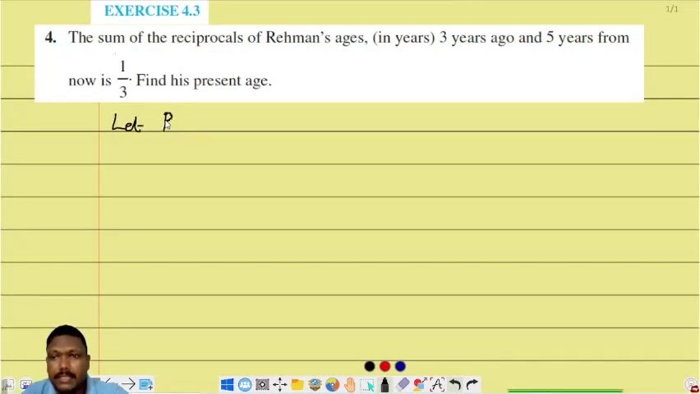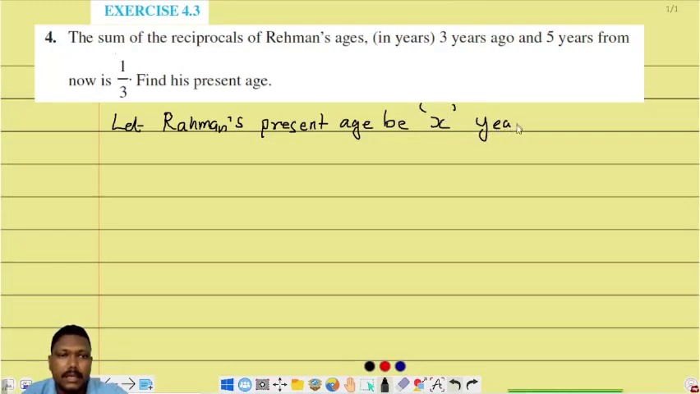Let Rahman's present age be x years. Then we need his age 3 years ago and 5 years from now. 3 years ago, what was his age? His age was x minus 3.